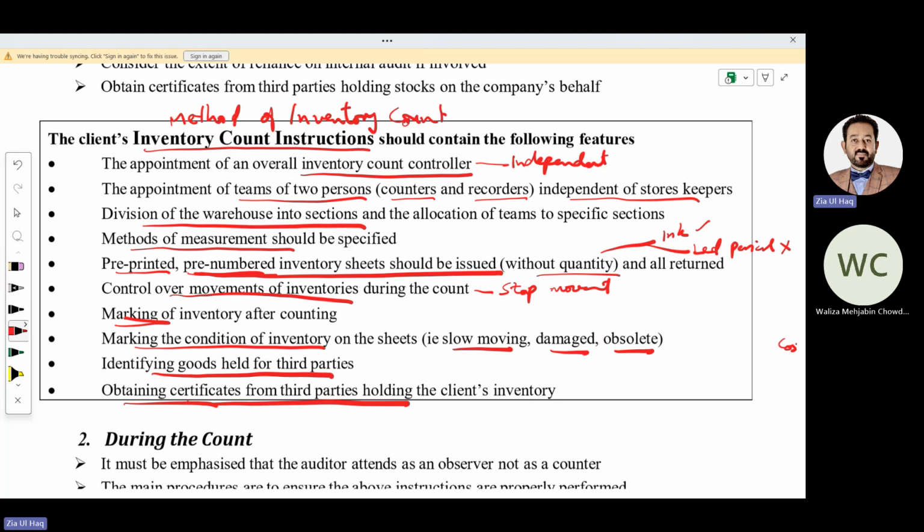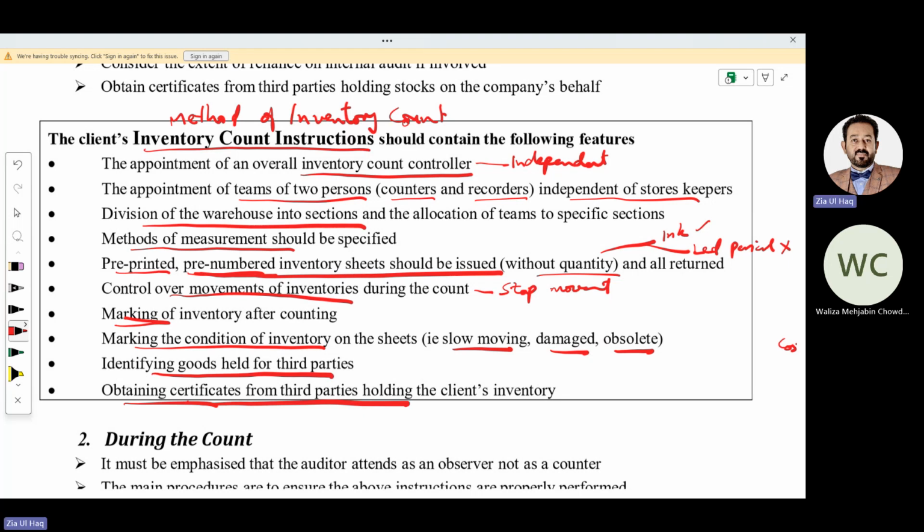And during count, inventory movement should be stopped, meaning the warehouse should be closed. And the inventory that has been counted should be marked so that it doesn't come up for double counting and isn't missed. We can identify which inventory has been counted and which is not counted through marking on the counted inventory. Slow moving, damaged, obsolete units should be separately marked. And we need to identify how many units have been held by a third party. And for that, we need to obtain a certificate from the third party.